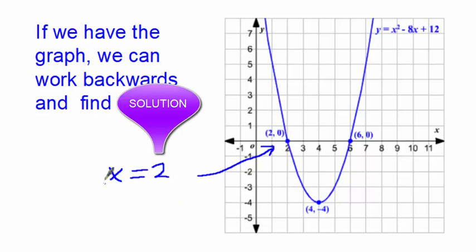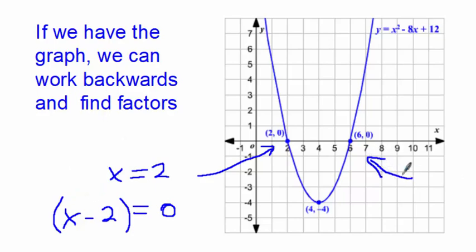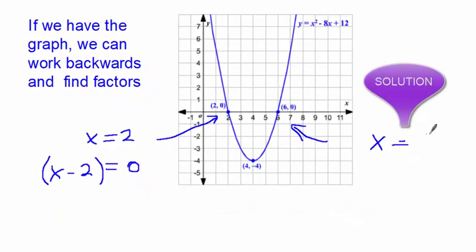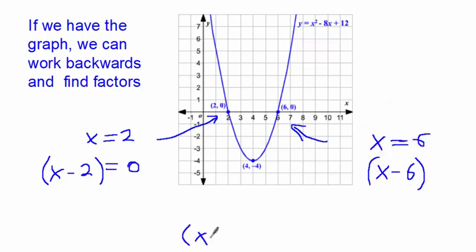So if I move that over, I'm going to have x minus 2 as a factor because that would equal 0. On this side, when I have x equals 6, if I wanted to write that as a factor, it would be x minus 6. So I have solution or 0, factor, and then I could FOIL that if I need to. But that would get me the equation that we end up having up here.